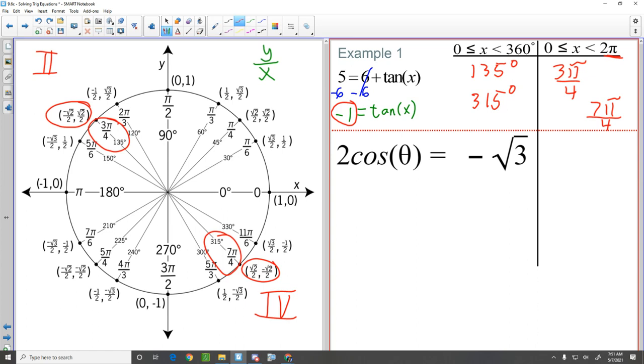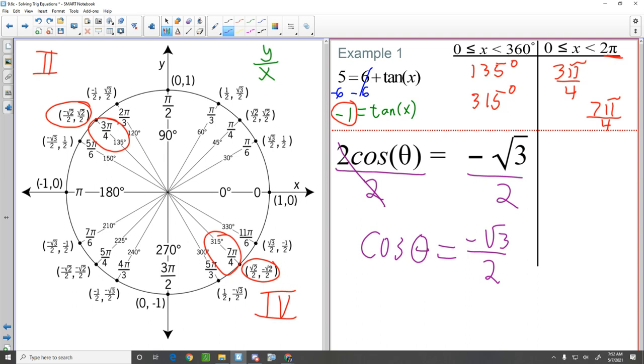So first thing, we need to get that cosine all by itself by dividing by the 2 in front, right? That coefficient means it's being multiplied. The opposite would be dividing by 2. So we divide both sides by 2. Those cancel. And ultimately, we're saying the cosine of some angle theta equals negative root 3 over 2. So we're looking for an angle whose cosine, or x-coordinate, is negative root 3 over 2.